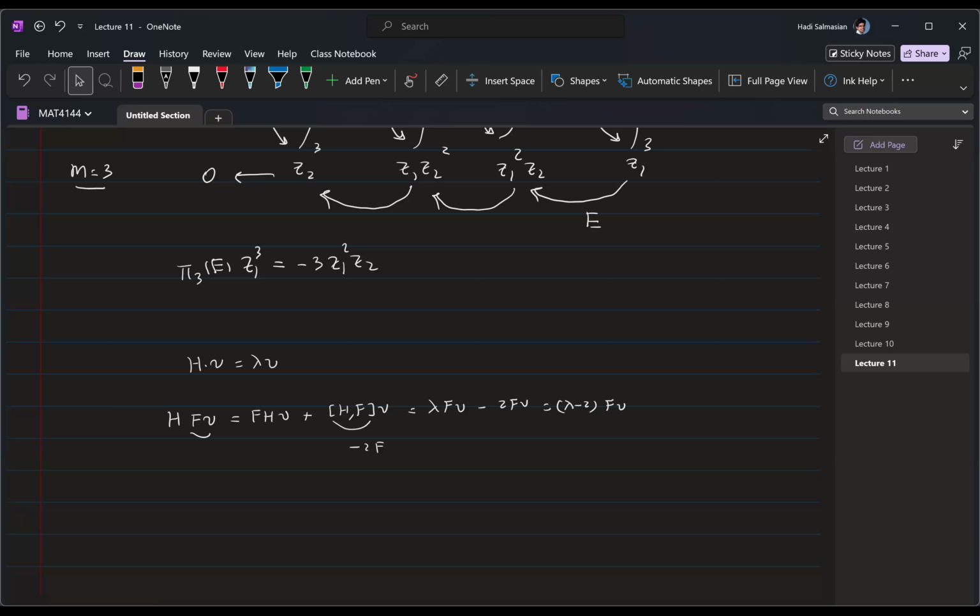After all, the module should be generated by one vector and the action of the E's and the F's. If you have some lambda, then the shift should be integral. Okay, any other questions?